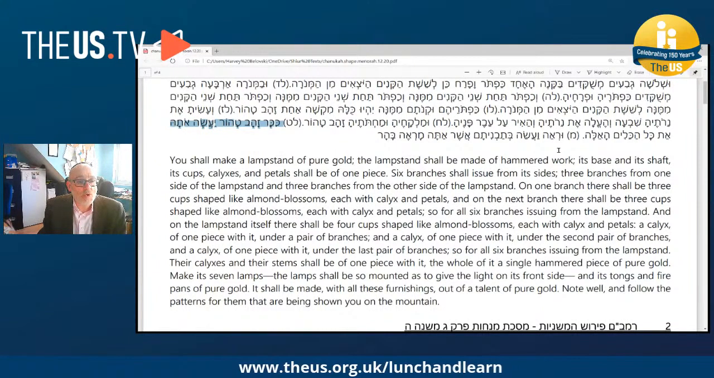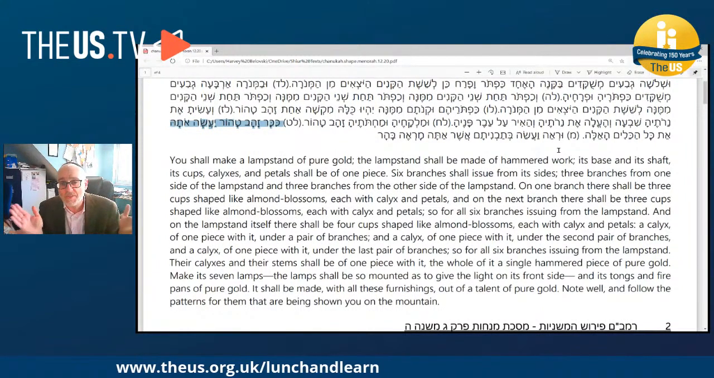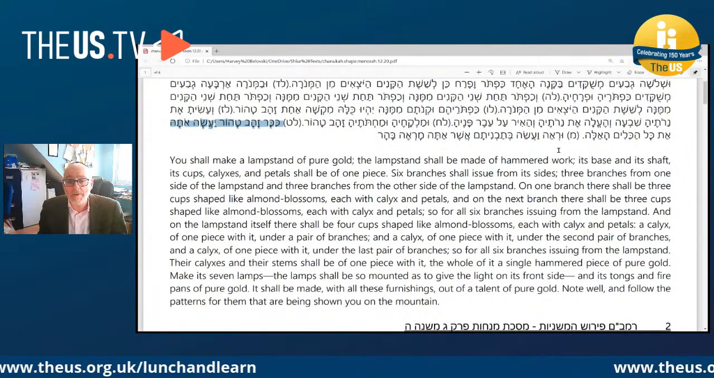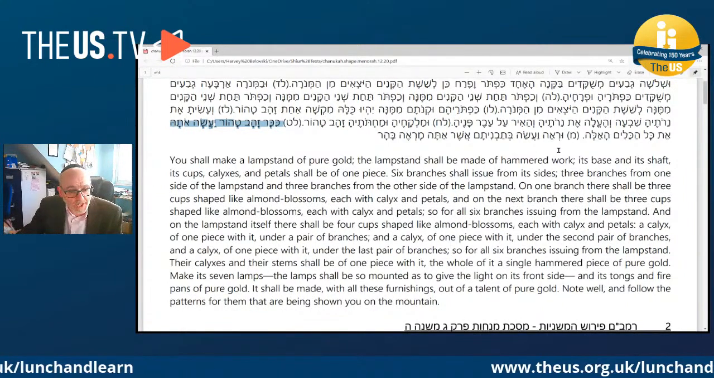That's the basic passage, and you can see, as we'd expect, it has a central shaft with 6 lateral shafts. Our Chanukah menorah has 8, for reasons we've discussed previously.